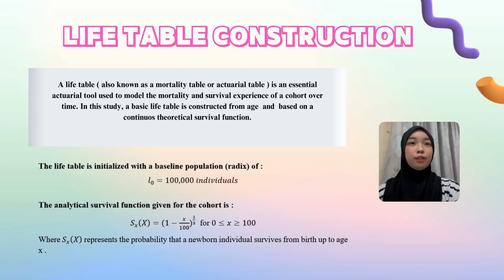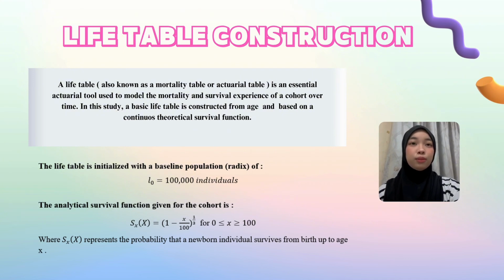So part A, let's look at the construction of our life table. A life table or mortality table is a fundamental actuarial tool used to model how a specific cohort survives and ages over time. For this study, we initialize our life table with a baseline population known as the radix of 100,000 individuals, denoted as L0.